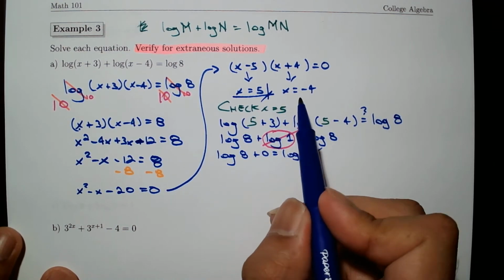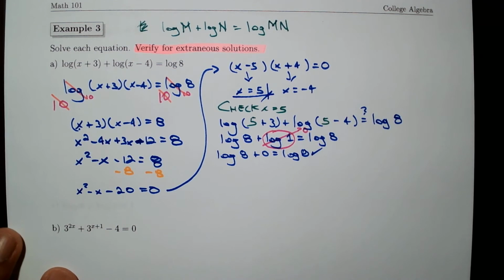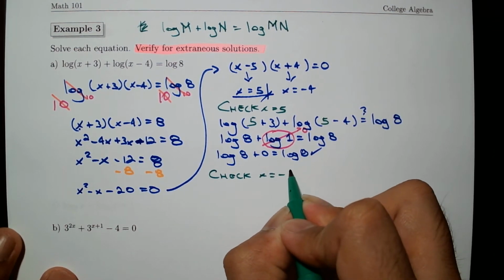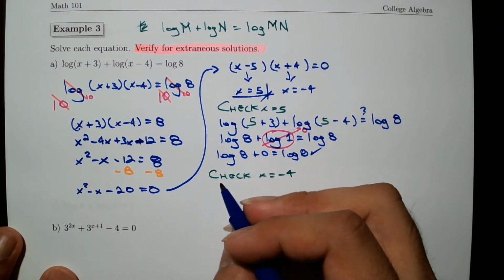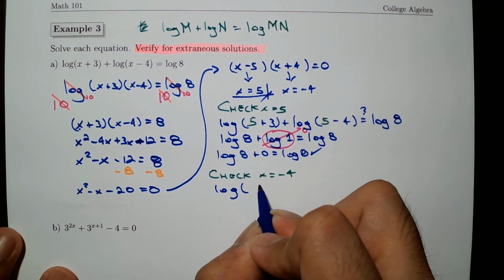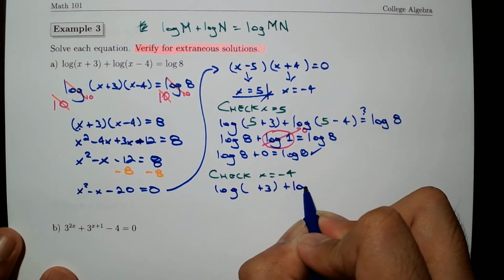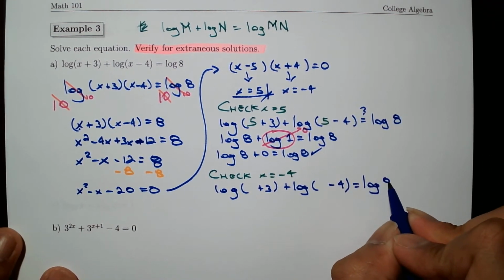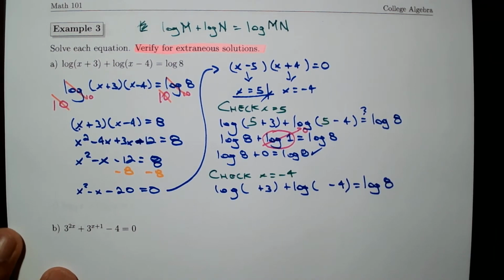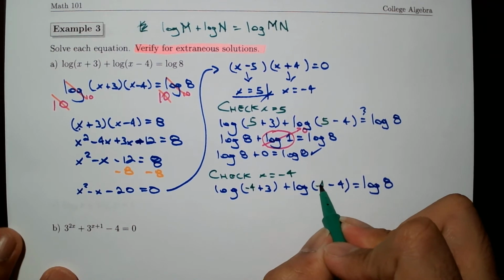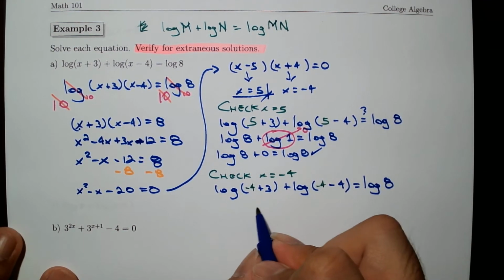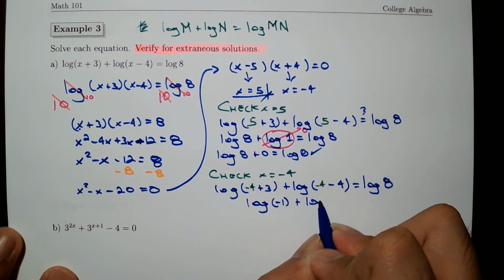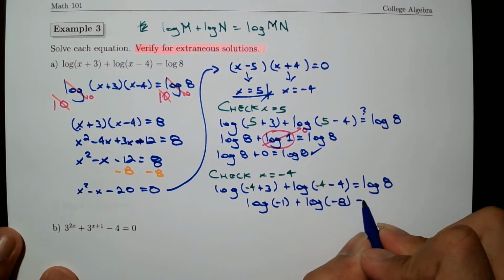Now let's find out whether negative 4 is an okay solution. And you will see something weird here. So log of negative 4 plus 3 plus log of negative 4 minus 4 equals log of 8. We're going to plug in the number negative 4. And there's something weird that is going to happen here, because we're going to have log of negative 1 plus log of negative 8. Is that equal to log of 8?